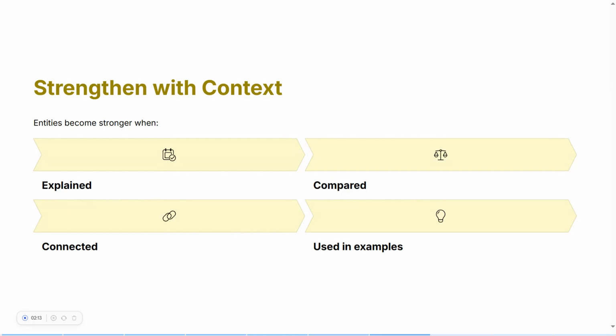Entities gain strength through context. For example, instead of just mentioning hydration, explain why hydration impacts endurance performance. Instead of just saying VO2 max, explain how it affects pacing and energy. Connections strengthen entity understanding.